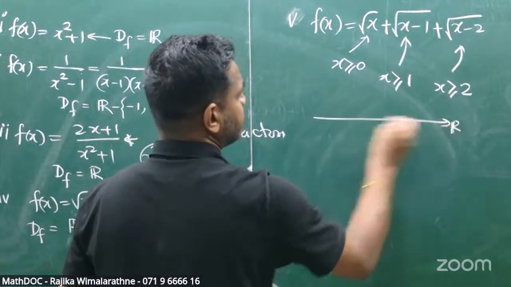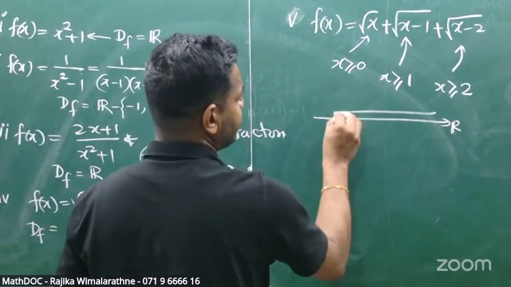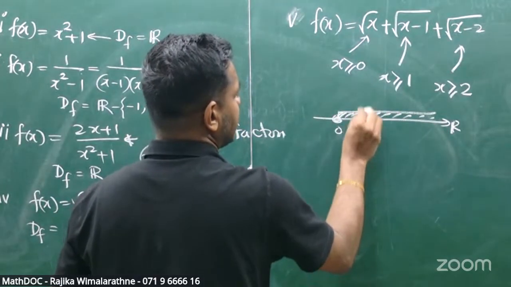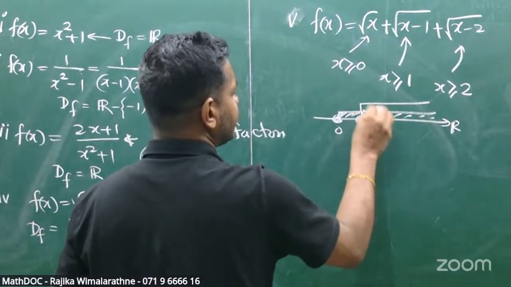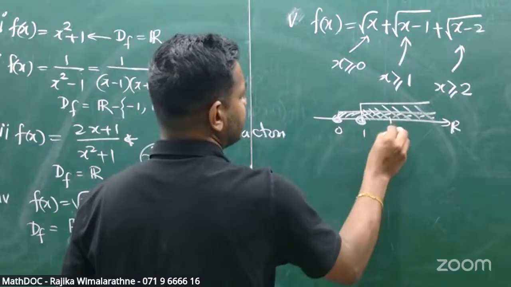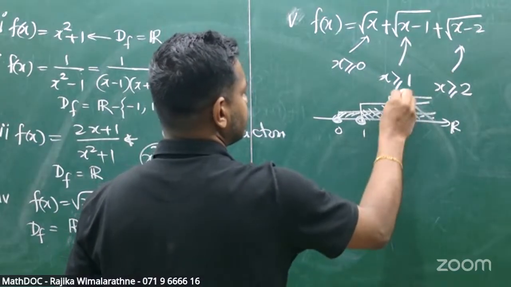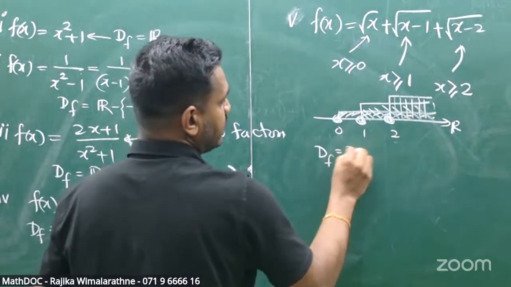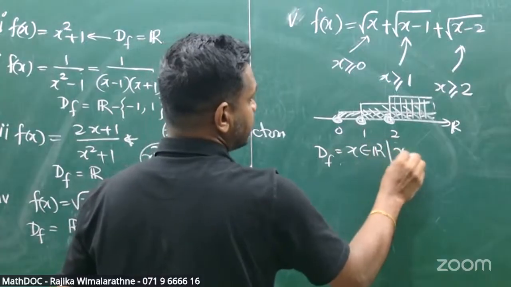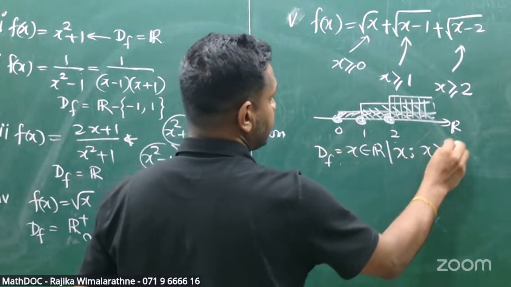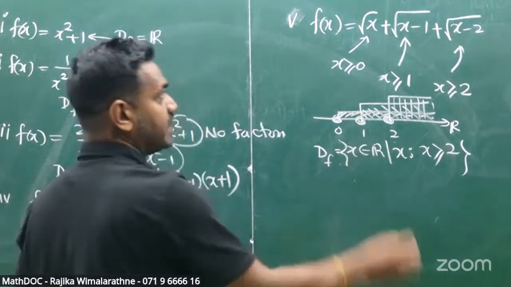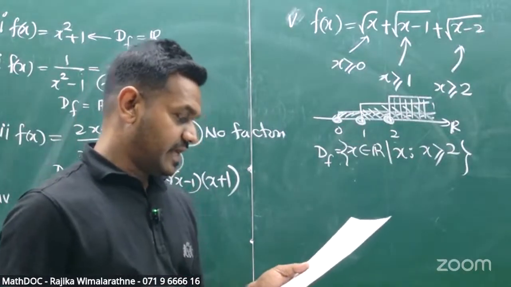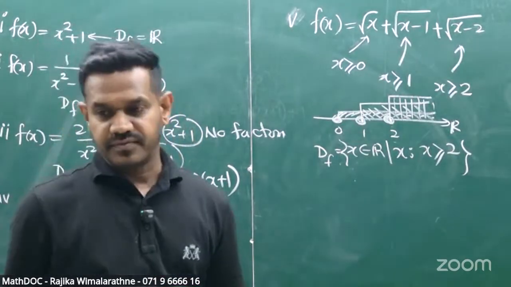Then here greater than or equal to 0. Then here greater than or equal to 1. Then greater than or equal to 2. Then the common region is greater than or equal to 2. Then the domain is x real value, x such that x greater than or equal to 2. Here is the domain now. That is question number 5. Complete?